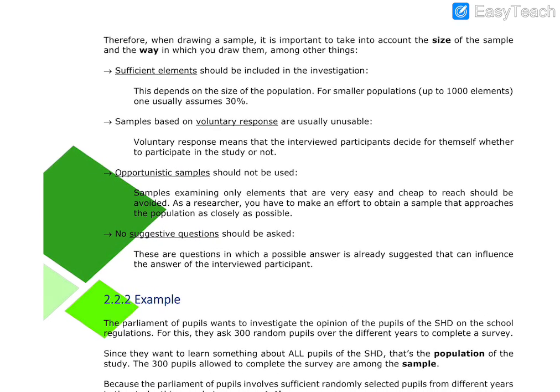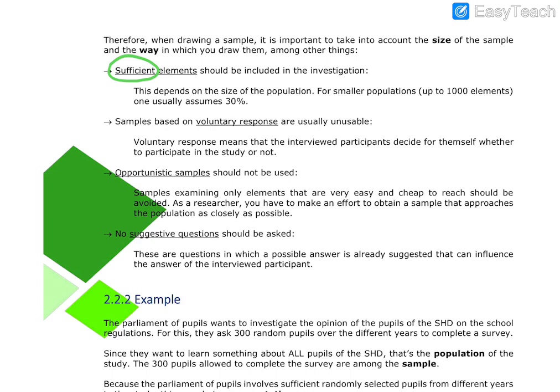A huge mistake is not to take sufficient elements. Sufficient means voldoende. Of course, if I would give an example, it's not good research to just ask two people in class what is your favorite meal, for instance, and then say, okay, everybody who is 15 years old is going to like pizza or potato chips, I don't know. So make sure that you have sufficient elements.